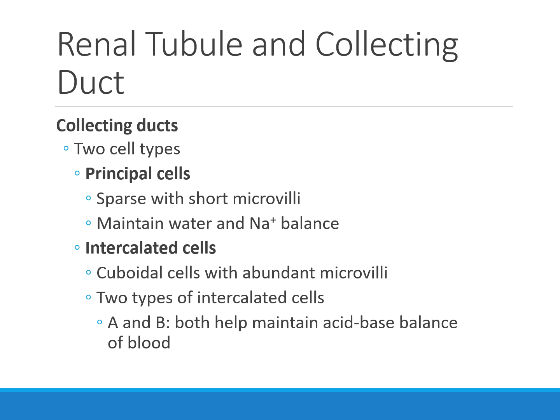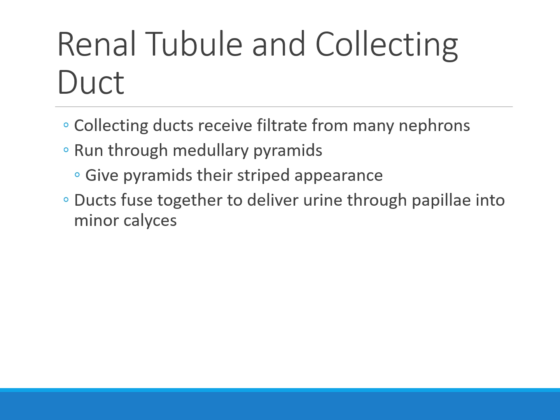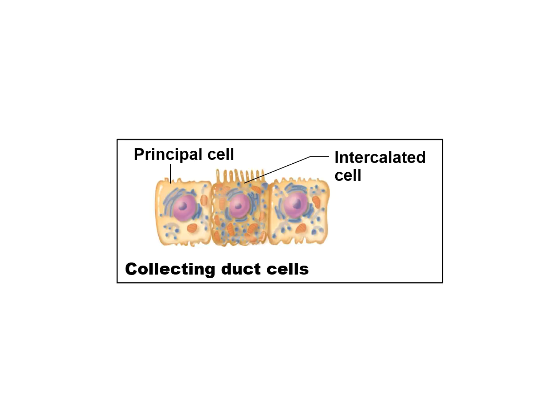And then you have intercalated cells. We saw intercalated discs in the heart. We're going to see intercalated cells. These are cuboidal cells that have a lot of microvilli, and there are actually two types of intercalated cells, A and B, both of which have to do with acid-base balance of your blood, which we will also be talking about in the next chapter. The collecting ducts, as I mentioned, receive filtrate from many different nephrons, and they run through those medullary pyramids, which is what gives those pyramids the striped appearance that they have on the models. All of the ducts fuse together at the very tip to deliver the urine through that papilla into the minor calyx.